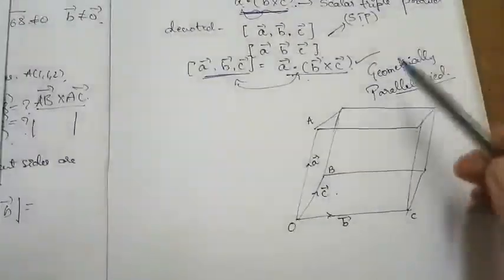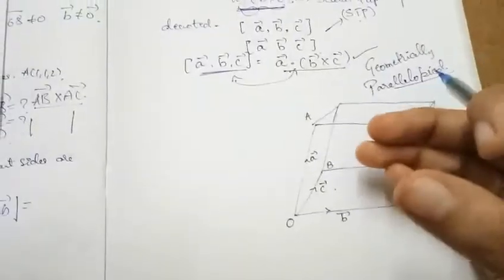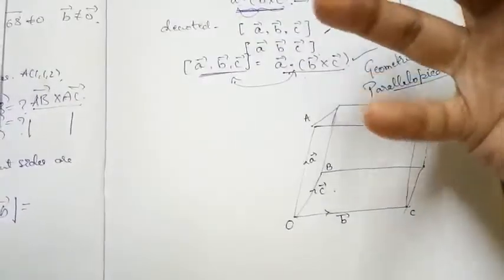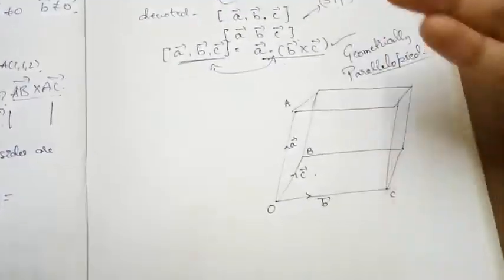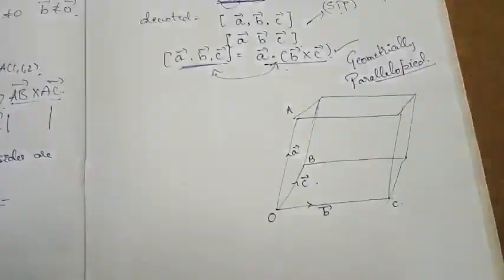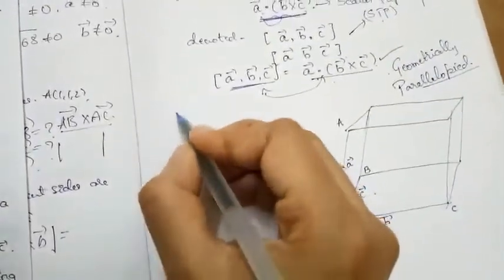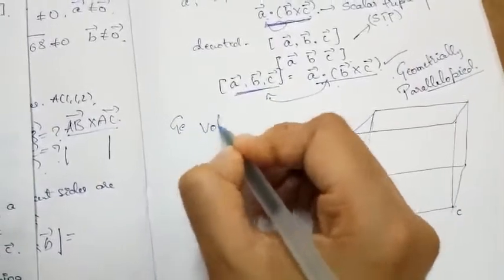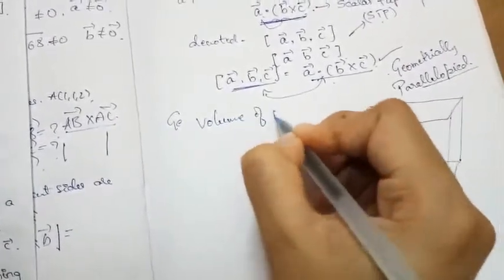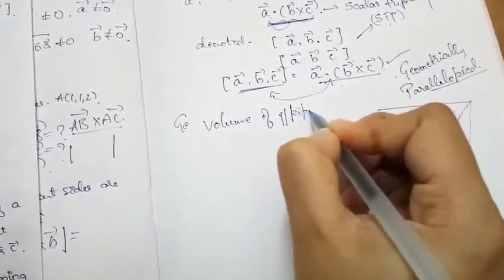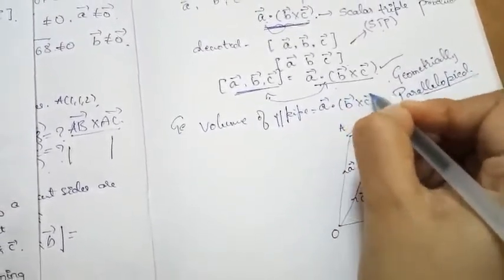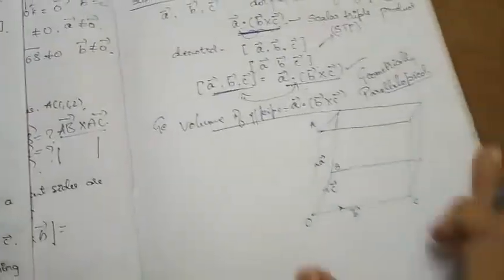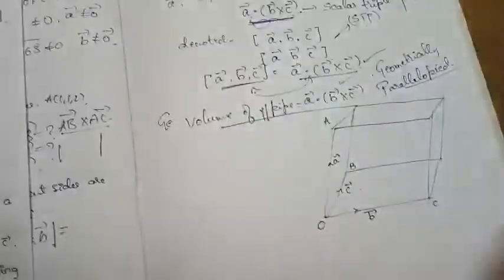In case of a cube, you are considering one square and extending that square to some height. What we get is nothing but a cube. Similarly here I am considering one parallelogram and extending it to a certain height. So geometrically what it is saying is, the volume of this parallelepiped is equal to vector A dot B cross C. They are saying that geometrically the volume of this parallelepiped is nothing but our scalar triple product.